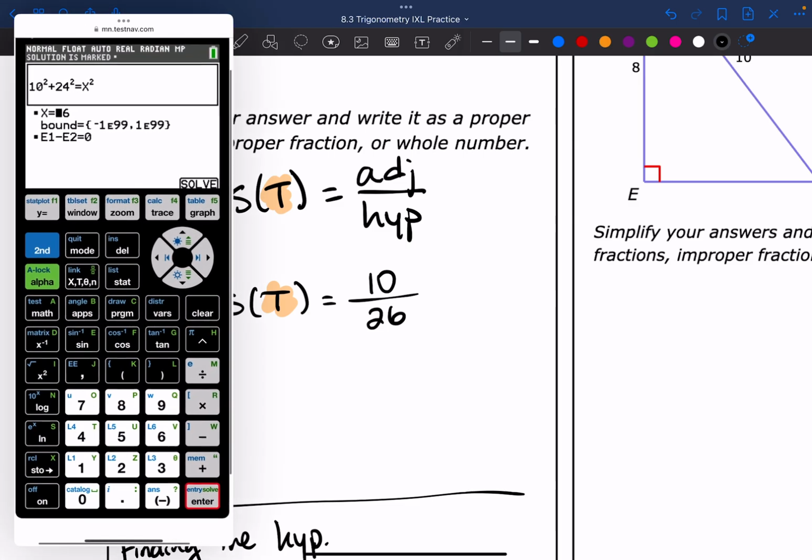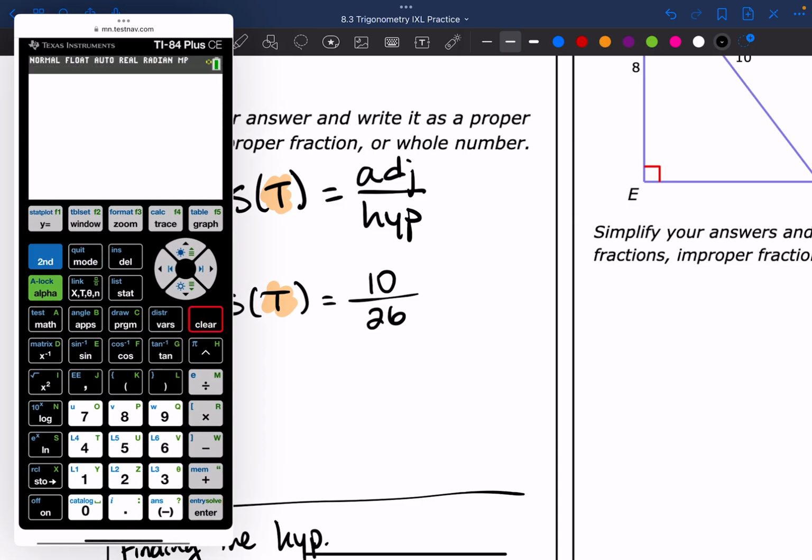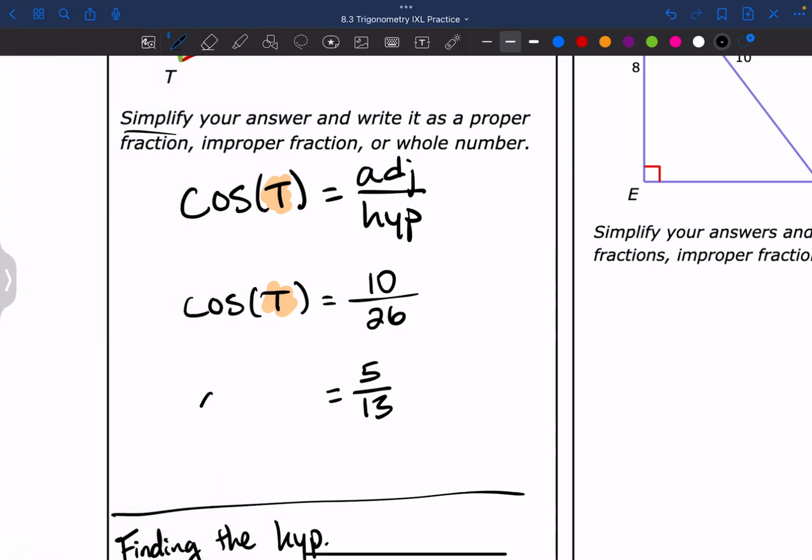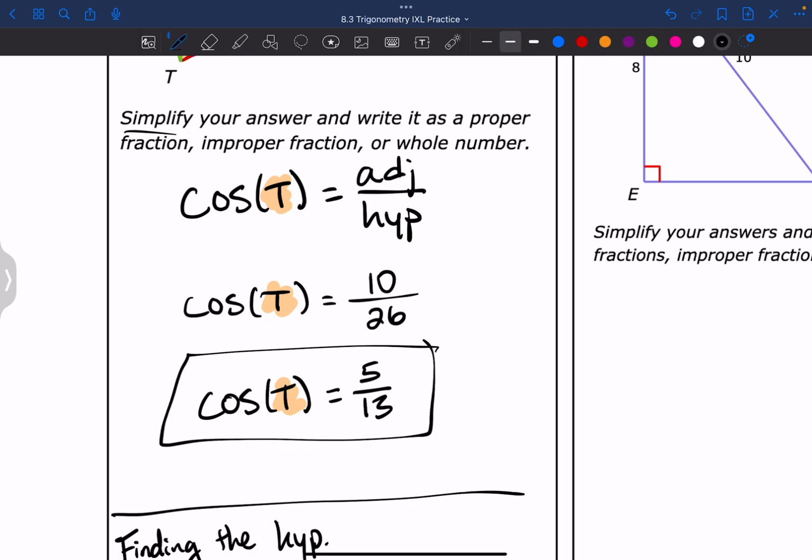Let's see if we can simplify. So go back to the default window, alpha, enter, press enter, 10 divided by 26. It does reduce, so we can reduce it down to 5 over 13. So again, the most reduced form of cosine of angle T is equal to 5 over 13. You would put the fraction 5 over 13 in IXL.